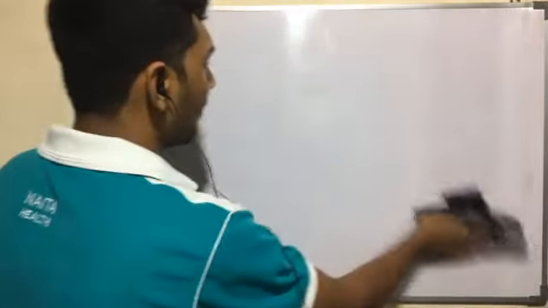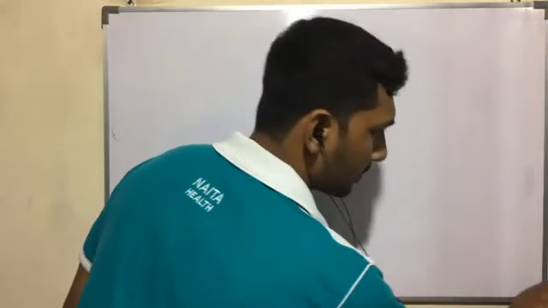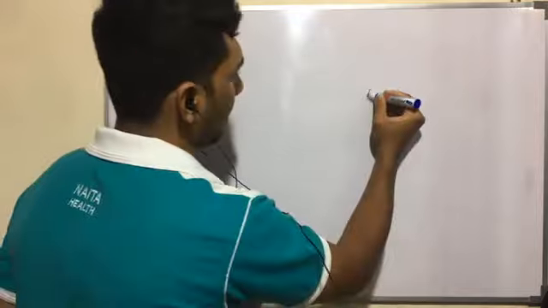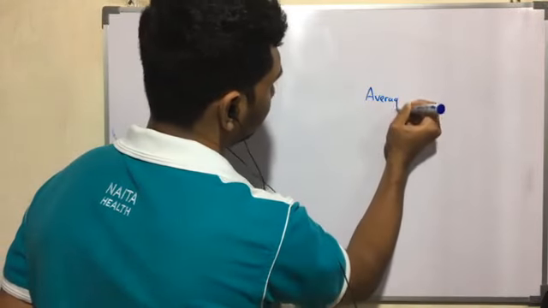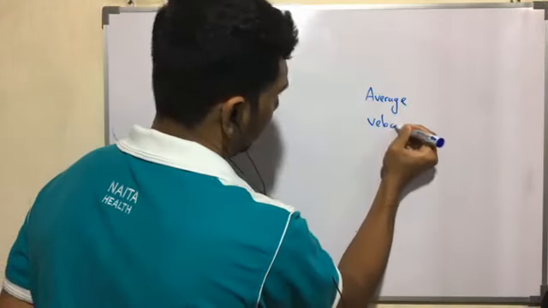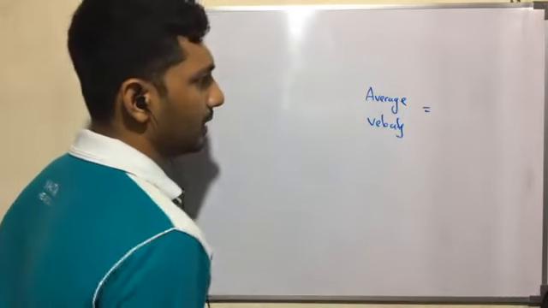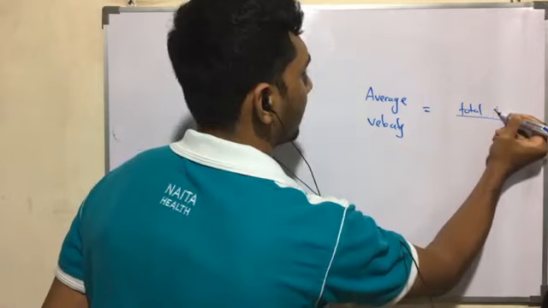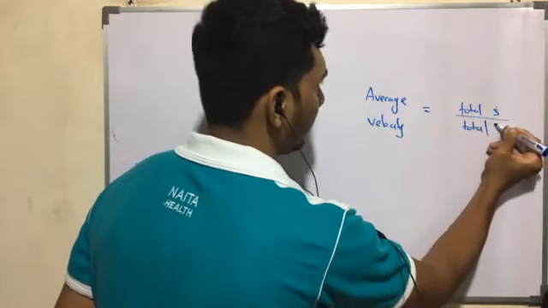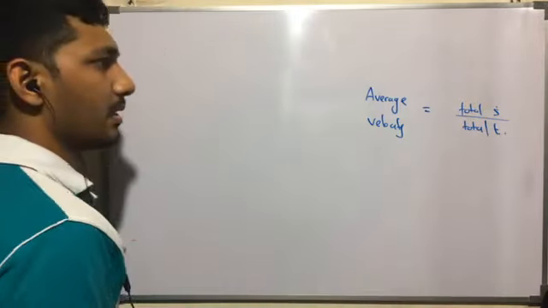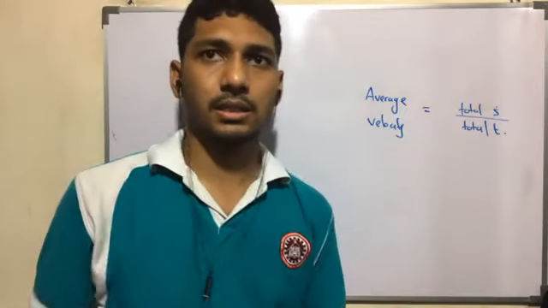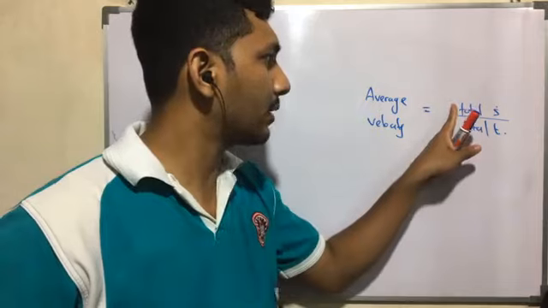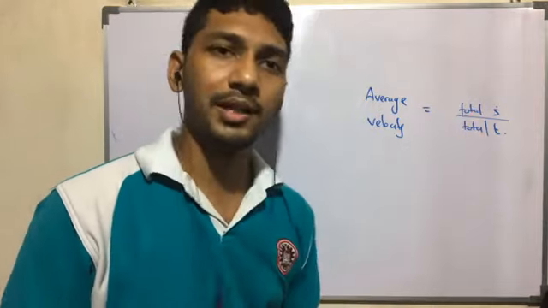A particular motion will have an average velocity. The average velocity means the total displacement divided by total time. That is the average. So that average should be calculated by calculating the total displacement and dividing it by time.